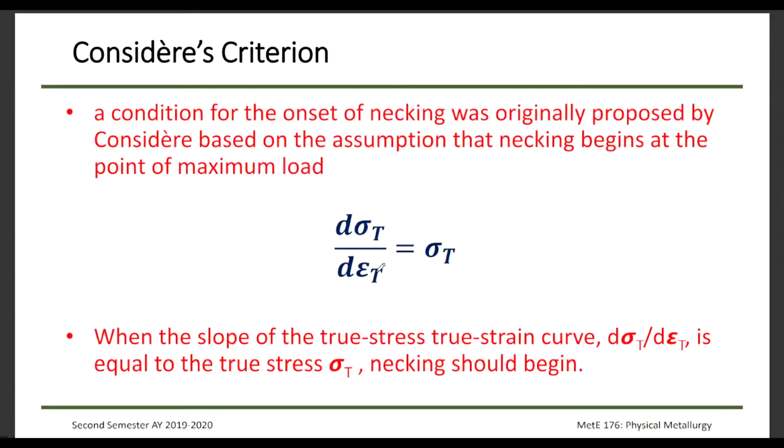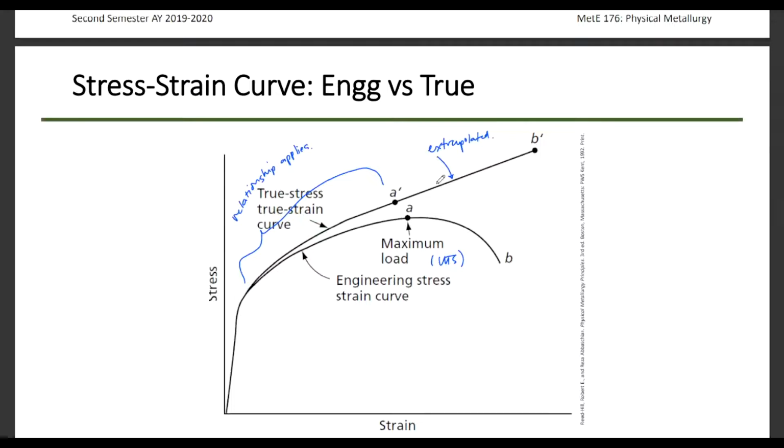Let's proceed with the first important equation when we talk about true stresses and true strains, which is Considere's criterion. This is a condition wherein the onset of necking is where you have the point of maximum load. For the engineering stress, it's this point right here, where you have maximum load, and this is where the start of necking occurs.